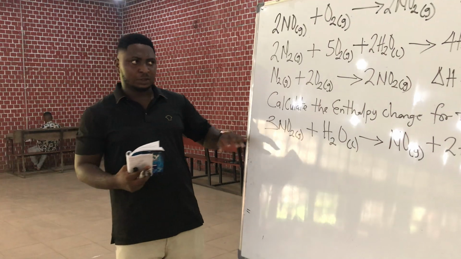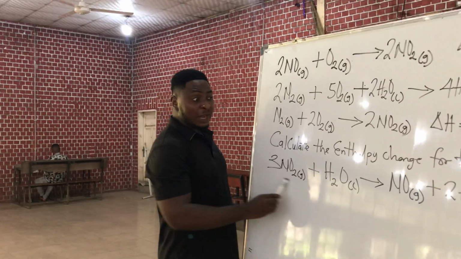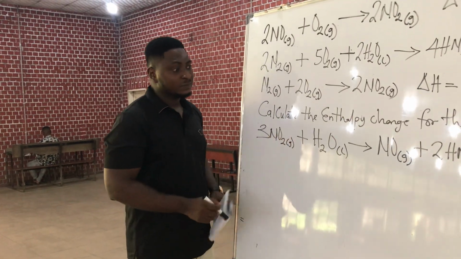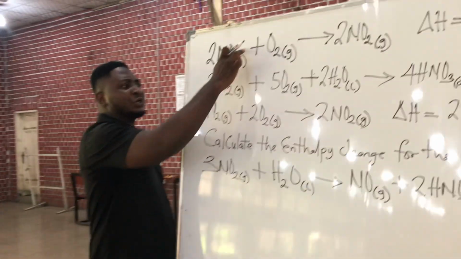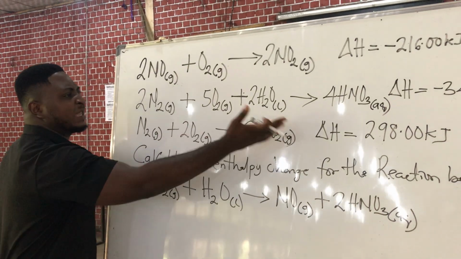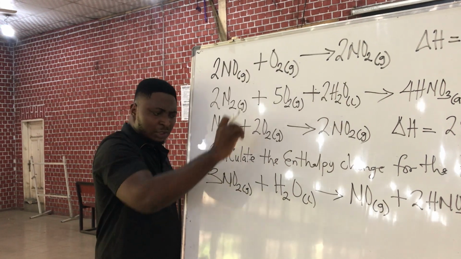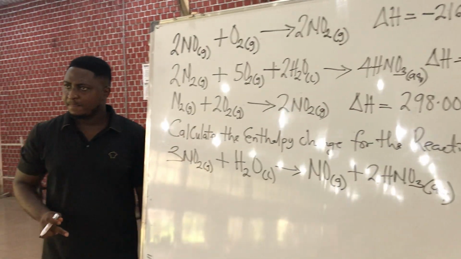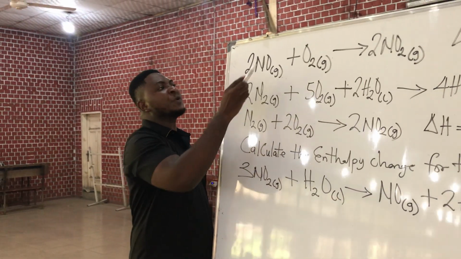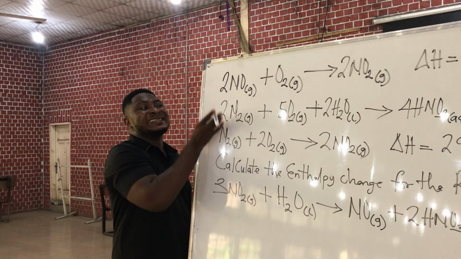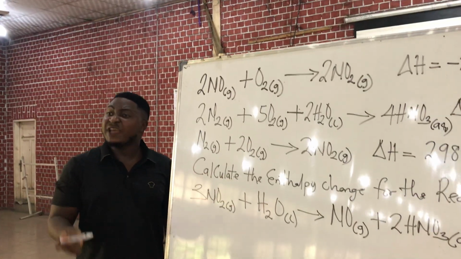Class, when asked to calculate the enthalpy change for a particular reaction, this question falls under Hess's law of summation. Notice that for these 3 reactions, we have been given the enthalpy changes. We're going to find out if these 3 reactions can be added up to give this particular reaction. If not, we're also going to find out if there's something we can do to any of these reactions to make them look like this reaction. If there's something we can do, we'll do it.